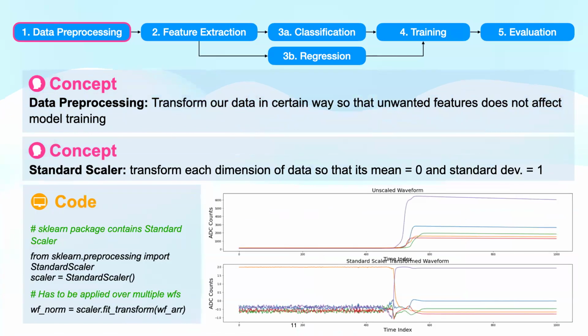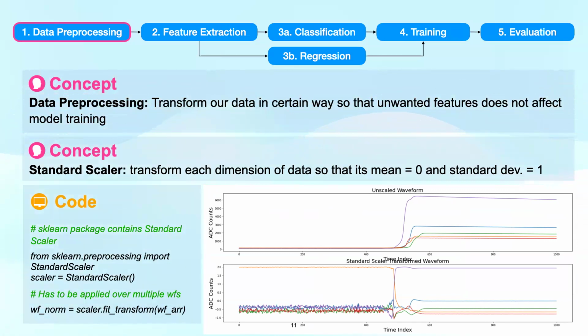So the last kind of data pre-processing technique I will talk about is called standard scaler. This is a more common data pre-processing technique that is used in many different machine learning models. The idea of standard scaler is to transform each dimension of your data so that it has mean equal to 0 and standard deviation equal to 1.